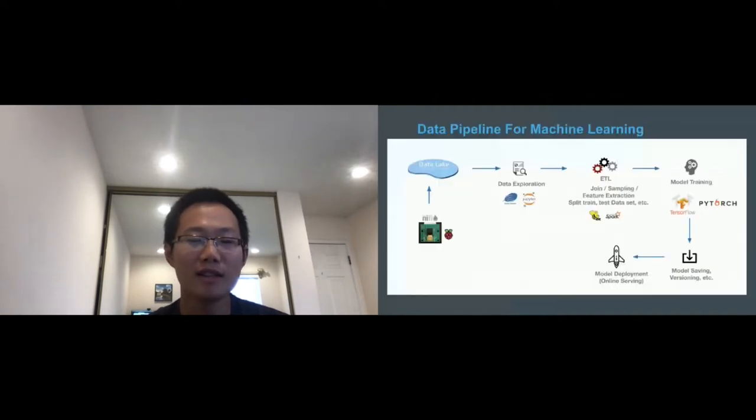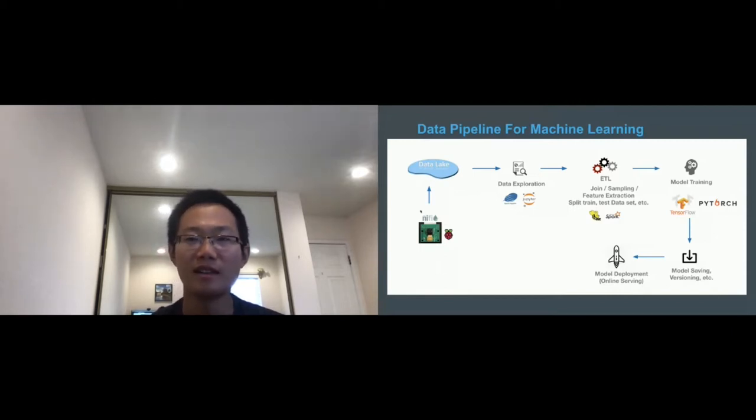If you look at the typical data pipeline for machine learning, you will see the data first comes from some edge, like some sensors, or it can also come from click logs of a website, and everything will land in a data lake. And the data scientist can use tools like Zeppelin or Jupyter or other things like Tableau to explore the data and try to get a sense of the data. Once they have some understanding of the data, they can run some ETL applications like join, sampling, and feature extraction, and typically they use tools like Spark or Hive.